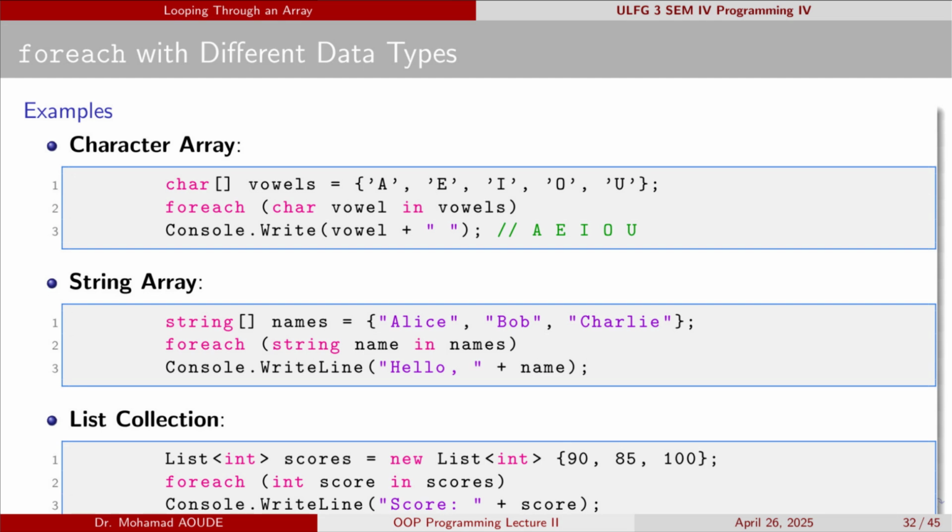The foreach loop isn't limited to integers. You can use it with arrays of characters, like vowels, arrays of strings like names, or even generic collections like List<int>. The syntax stays consistent, which helps maintain simplicity across different types.